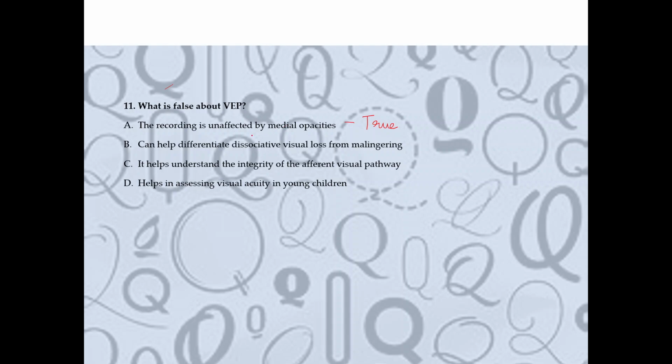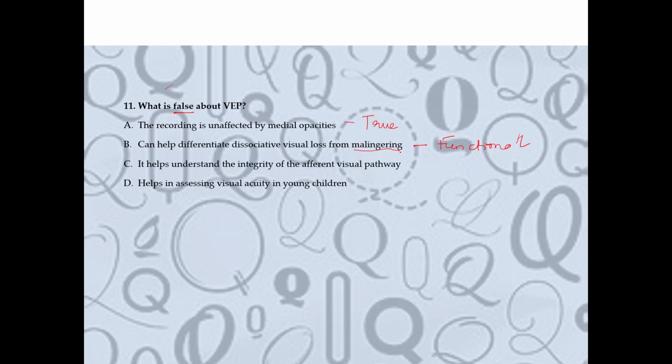So this is the wrong answer. We are looking for a false statement here. VEP can help differentiate dissociative loss from malingering. So these both are functional causes of visual loss. Functional in the sense you cannot pinpoint any organic cause here. So dissociative visual loss and malingering, both are somewhere borderline psychogenic causes.